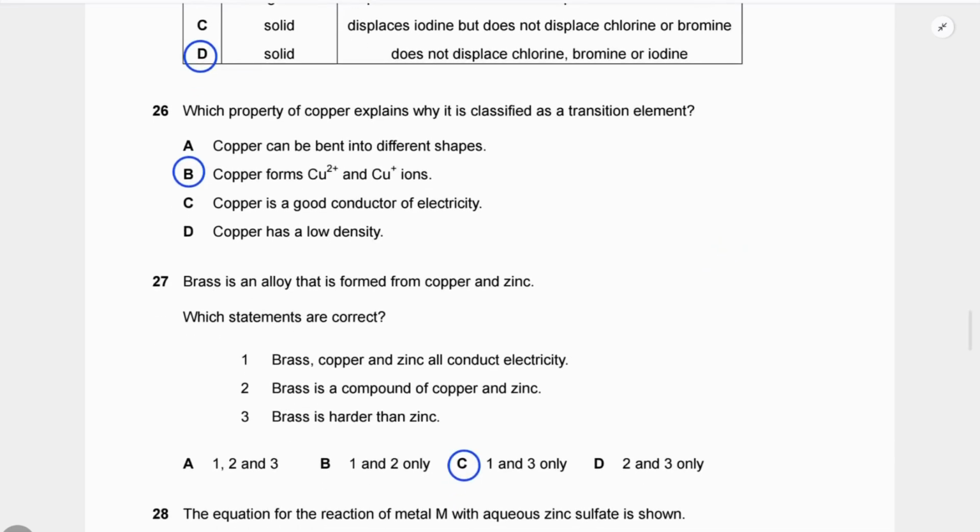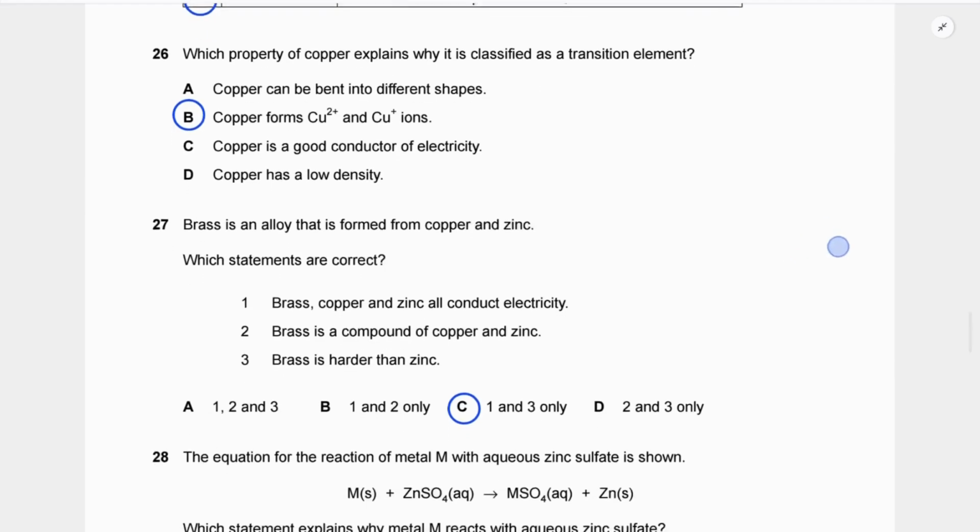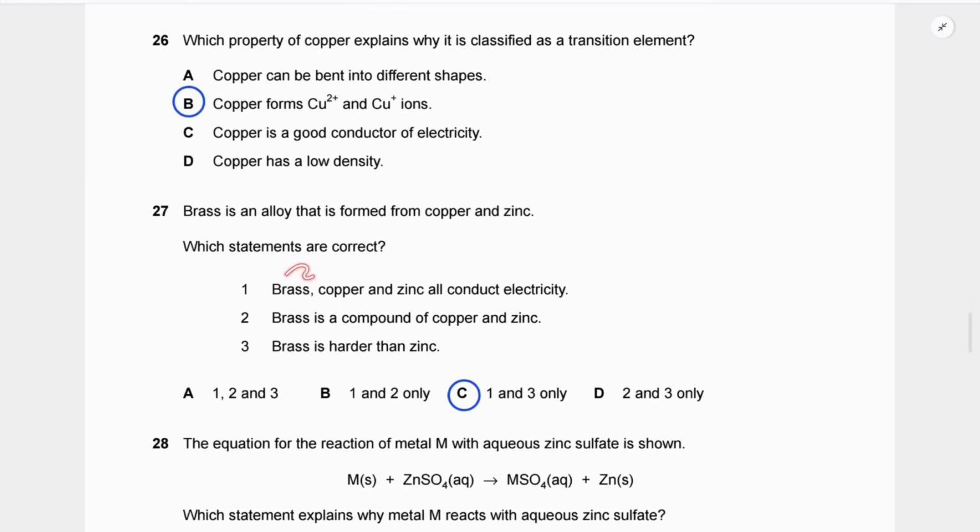Question number 27. Brass is an alloy that is formed from copper and zinc. Which statements are correct? Over here, statement 1, brass, copper, zinc all conduct electricity, which is correct. Brass is a compound of copper and zinc. No, it's not a compound, it's an alloy. Brass is harder than zinc. Yes, which is correct, because it's an alloy. So the answer is 1 and 3. So the option is C.